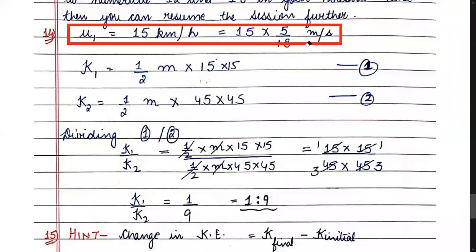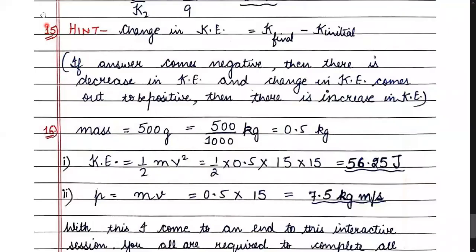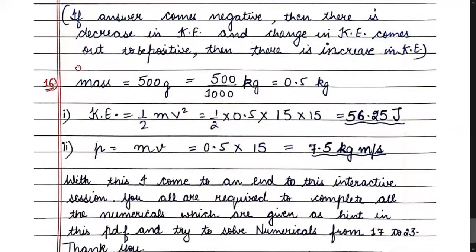So children, let's do further. In this question, kinetic energy is half mv square. Initial velocity is 15 km/h, while there is one more car moving at a speed of 45 km/h, having the same mass as the first. So now you have to take the ratio. Just divide these two equations and you'll get the ratio of kinetic energies. So the 14th is also a very easy question. Similarly, children, question numbers 15 and 16 you can do very easily. You'll do it yourself.